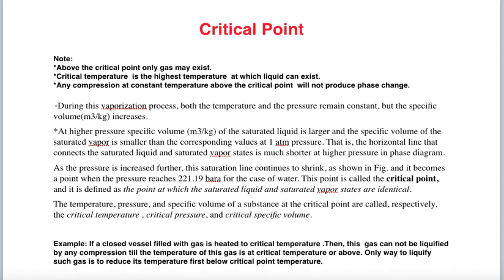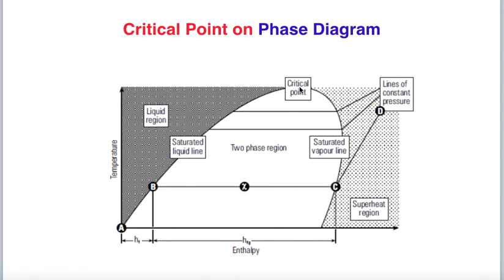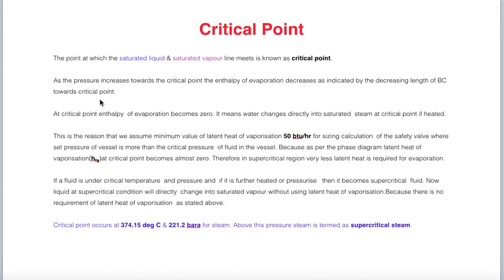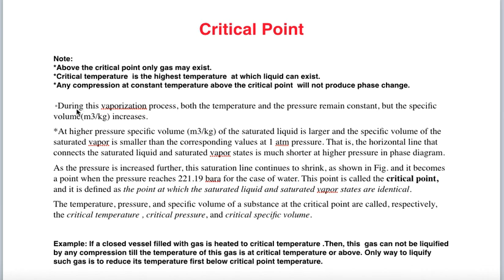There are some critical point facts you should know. Above the critical point only gas may exist. See, this is the critical point. Above this point only gas will exist; this is the highest point where liquid can exist. Beyond this point liquid cannot exist. Critical temperature is the highest temperature at which liquid can exist, as I told you. Any compression at the constant temperature of the critical point will not produce a phase change.